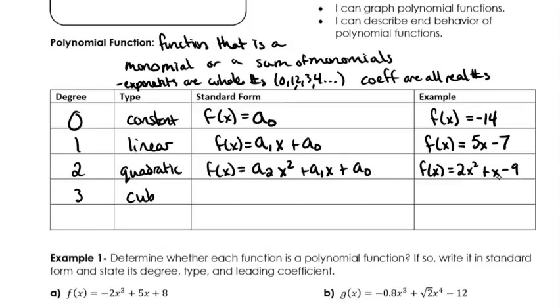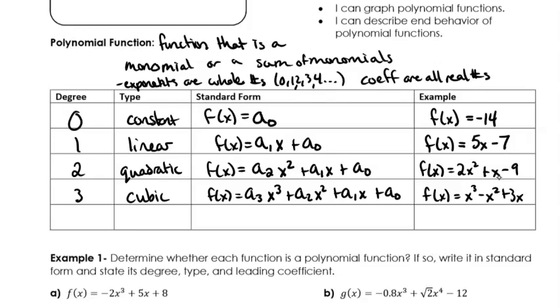If the degree is 3, it's called cubic. And so what that looks like is a3 is just the coefficient or the number in front of x cubed. A2 is the number in front of x squared. A1 is the number in front of x. And a sub 0 is the constant, the one without a variable. So, for example, you could have x cubed minus x squared plus 3x. You could have a constant there, or the constant could just be 0 like it is in this case. But notice the highest power is 3, so it's a degree of 3, which means it's cubic.